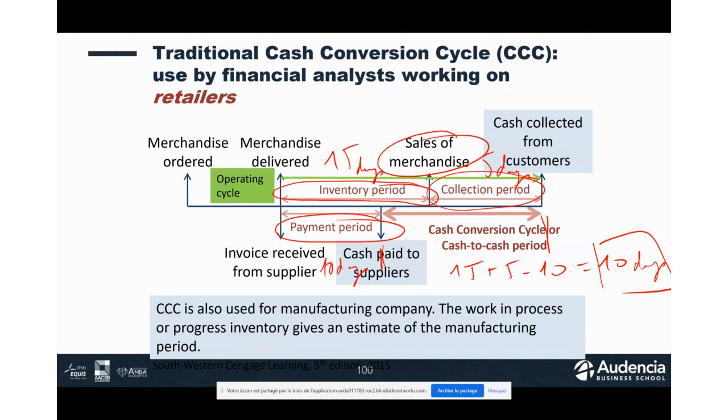And the periods are not in function of the same thing. For the inventory periods, it's in function of the cost of merchandise sold. For the collection period, it's in function of the sales revenue. For the payment periods, it's in function of the purchases.